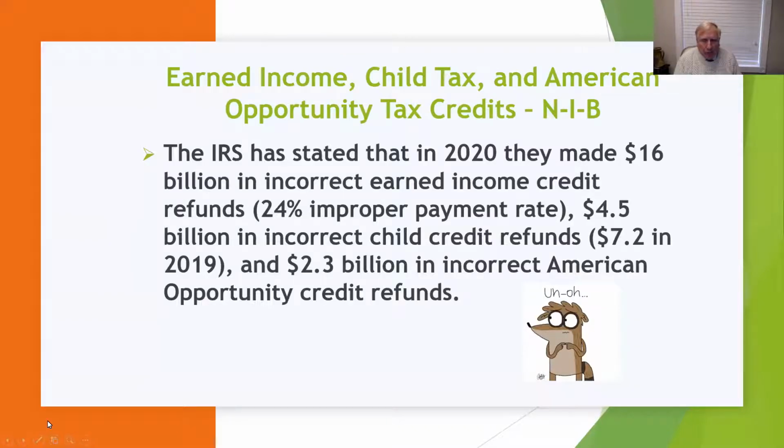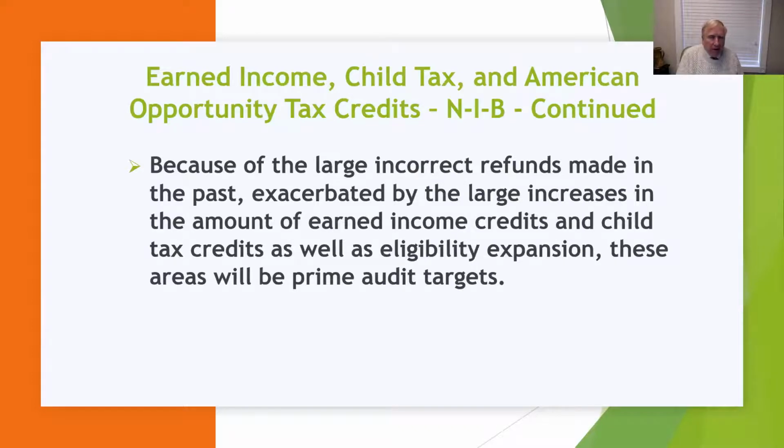So the IRS has stated that in 2020, they made $16 billion in incorrect earned income credit refunds, a 24% improper payment rate, $4.5 billion in incorrect child credit refunds, 7.2 in 2019, and 2.3 billion in incorrect opportunity credit refunds. I can say this, you will not hear me defend the IRS service centers much. There's not much to defend. But in this area, the IRS is correct.